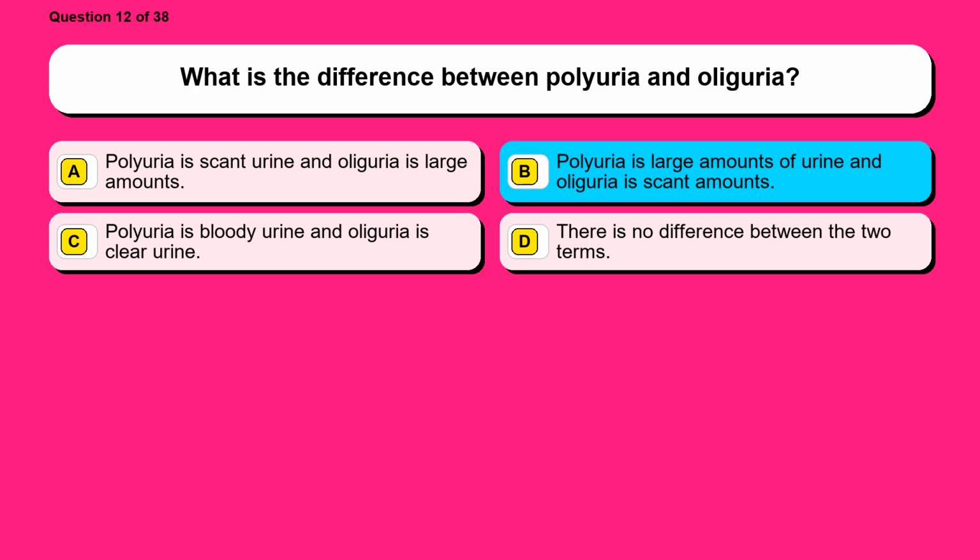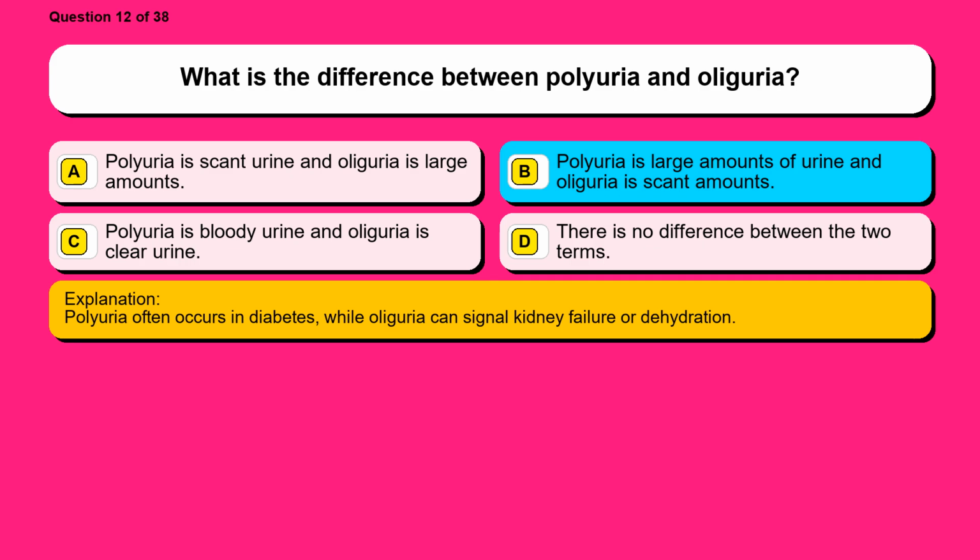The correct answer is option B. Polyuria is large amounts of urine and oliguria is scant amounts. Polyuria often occurs in diabetes, while oliguria can signal kidney failure or dehydration.